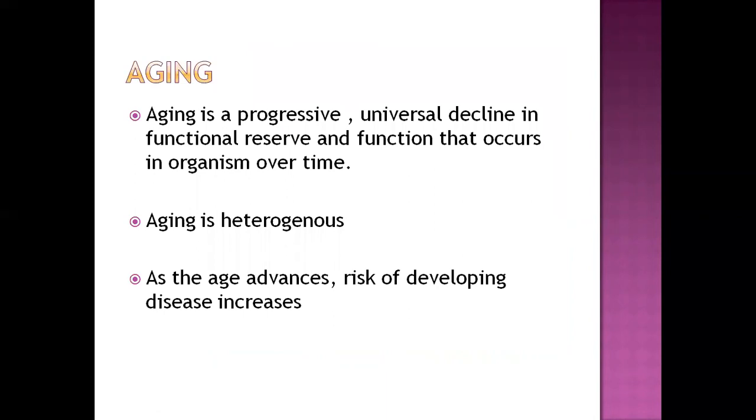Introduction to aging. Aging is a progressive universal decline. That means aging universally occurs in every human being. And as the age advances, there is universal decline in functional reserve. That means body function decreases as the age advances. Aging is heterogeneous. That means aging can be different for different people. It cannot be the same for every person. Also, as the age advances, the risk of developing disease also increases.